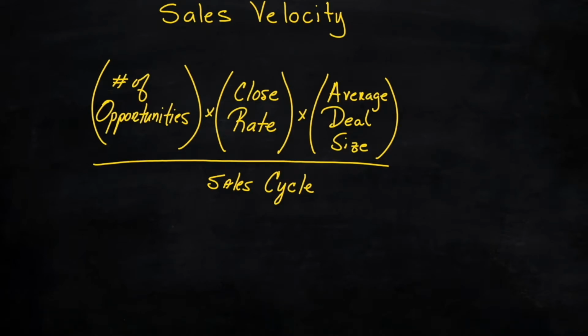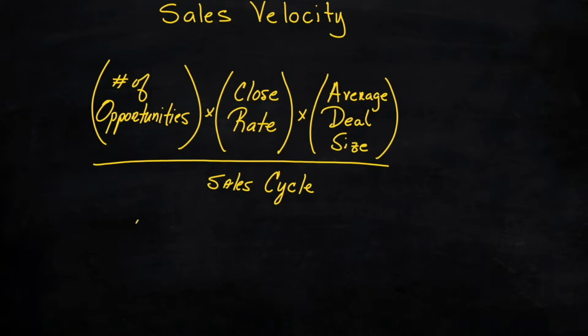Now let's go ahead and show you how to calculate your sales velocity, which is the speed at which you're selling during a given period of time. Here's the equation. You take the number of opportunities, multiply it by the close rate, multiply it by the average deal size, divided by your sales cycle. Now, let's plug in some numbers to give you a feel for how you can actually run your own calculations.